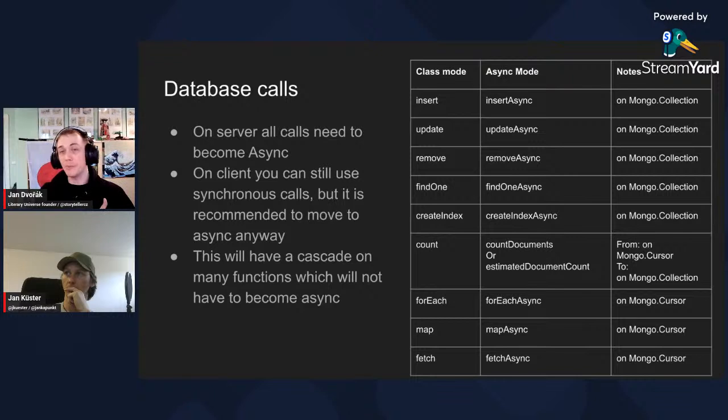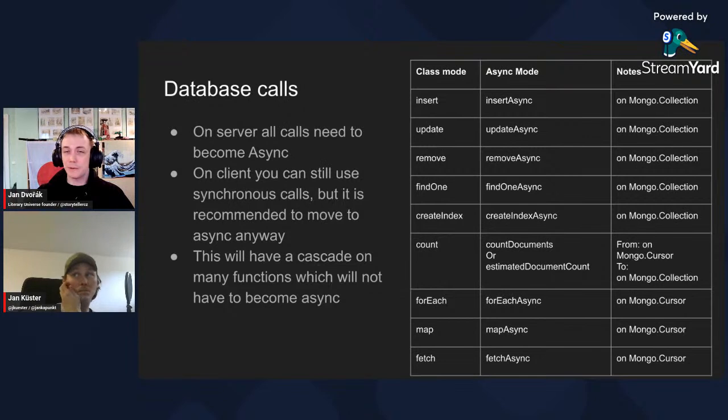I mentioned already MongoDB version 7. It's no longer Fibers compatible, at least when it comes to the driver. So that means all of the MongoDB, or pretty much anything that touches the database, is affected and needs to be migrated to async.